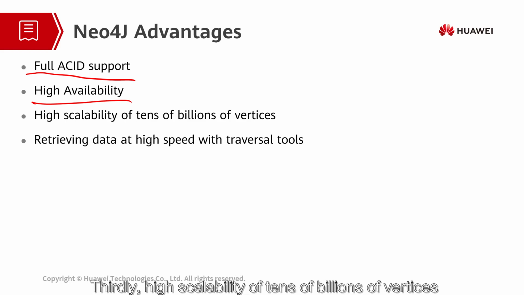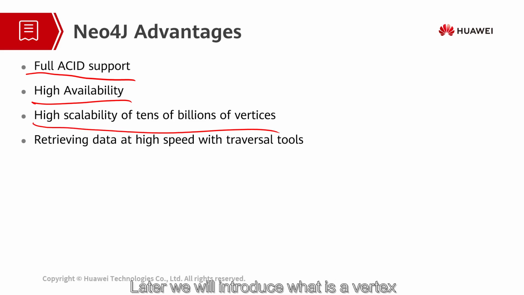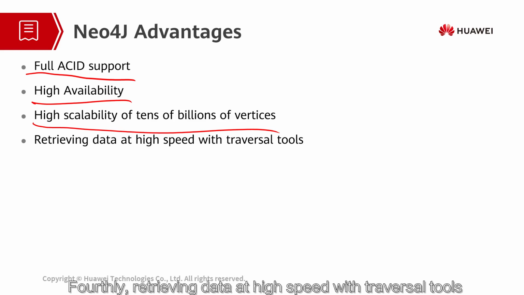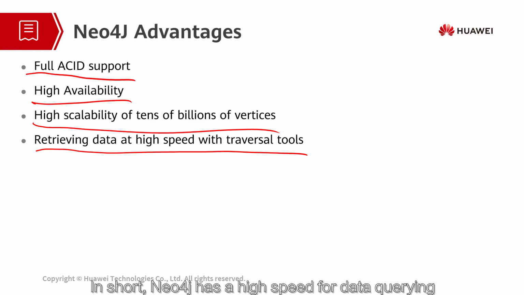Thirdly, high scalability of tens of billions of vertices. Later, we will introduce what is a vertex. Simply speaking, an object in real world can be regarded as a vertex in the graph database. Fourthly, retrieving data at high speed with traversal tools. In short, Neo4j has a high speed for data query.